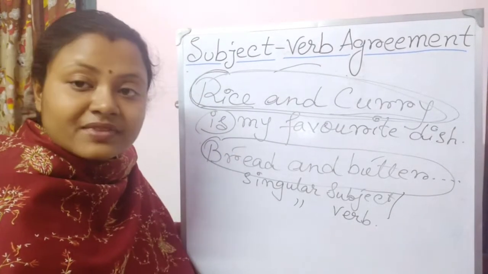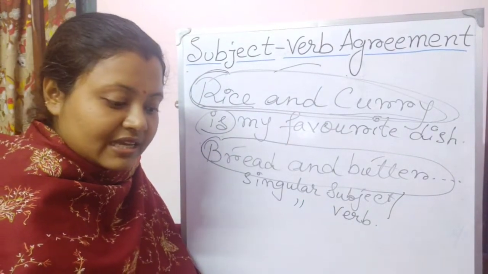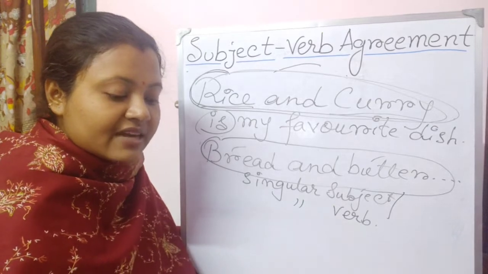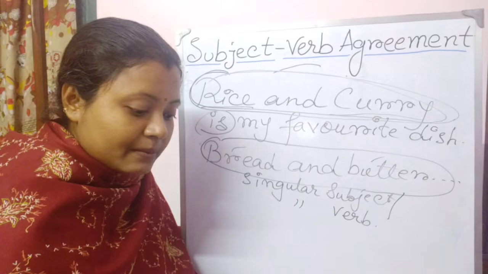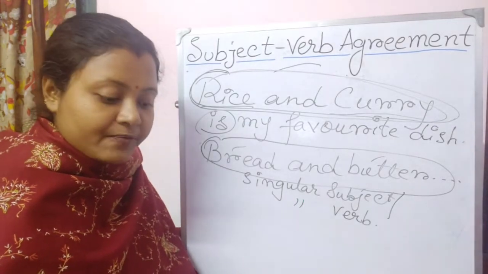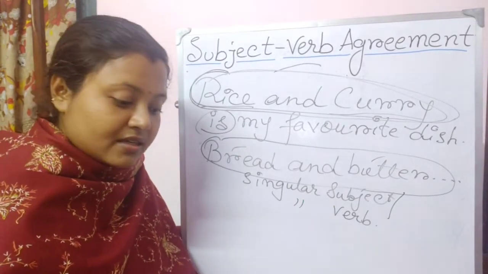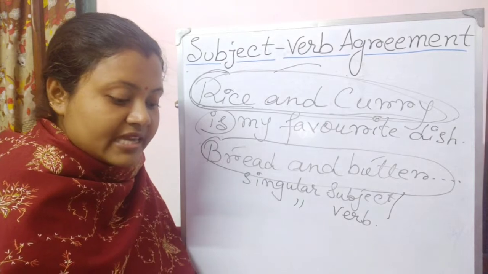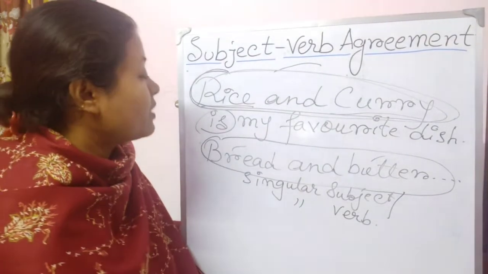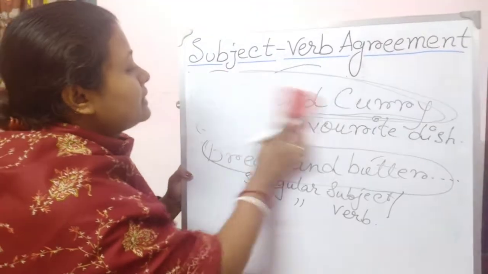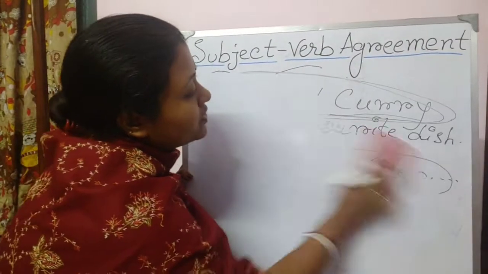See in your book, some of the examples are given. For example, rice and curry is my favorite dish, that I have written over here. Next example, slow and steady wins the race. Honor and glory is his reward. Okay, these are some of the examples. Come to the next rule.